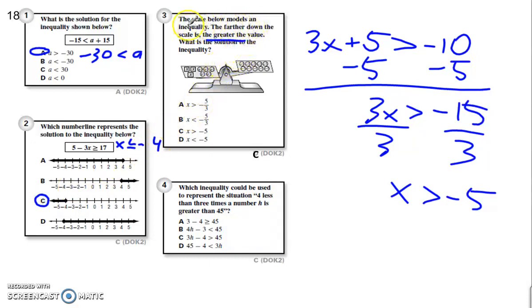Okay, here we have the model. These are x's, and then every one of these is a plus 1. So there are 5 of those plus 1. So it's 3x plus 5 is greater than. If it's further down, that means it's heavier. That means it's greater than. So there you go. Number 4 is C. Just make sure you're reading through that closely.